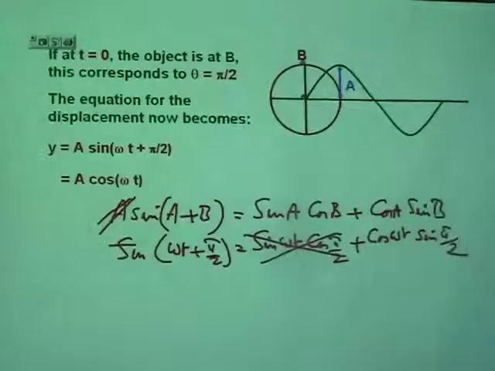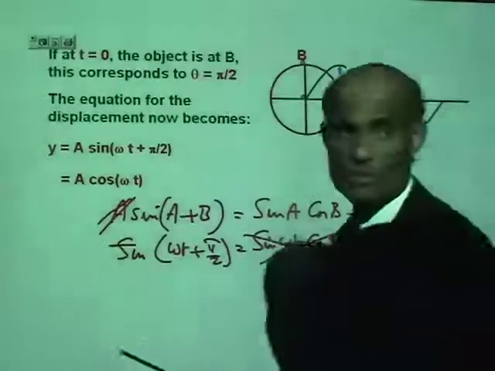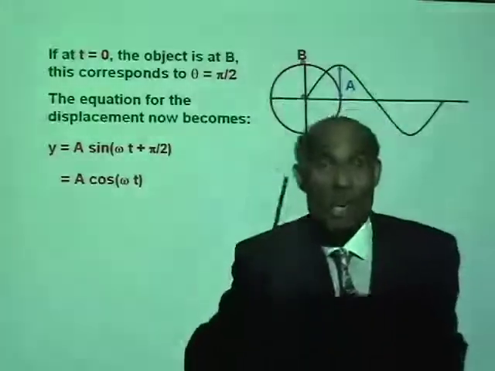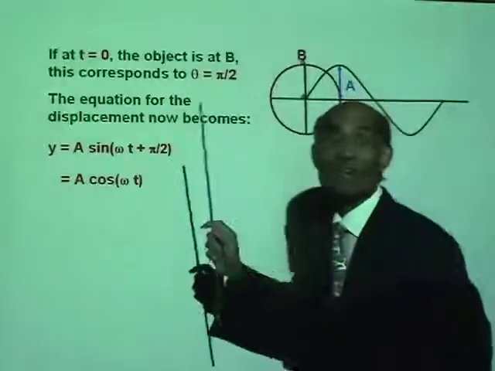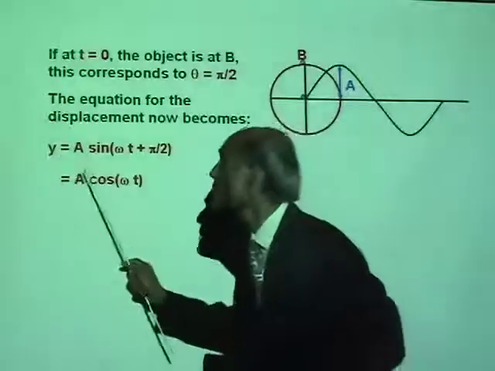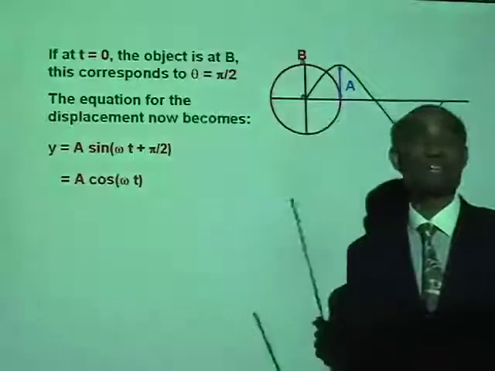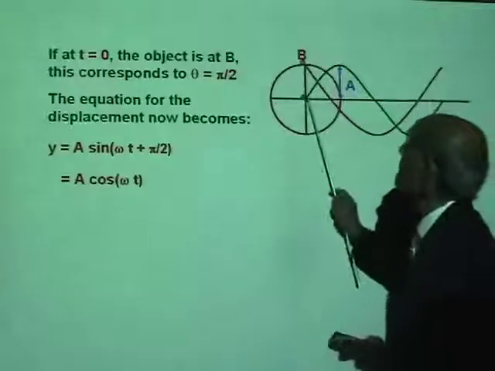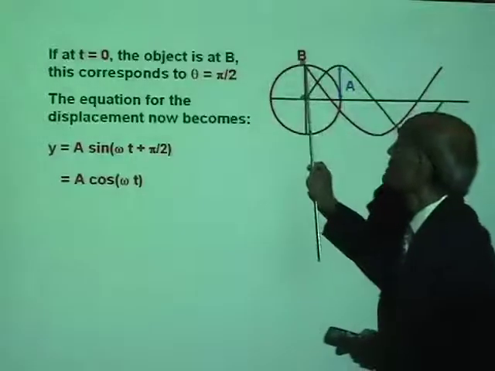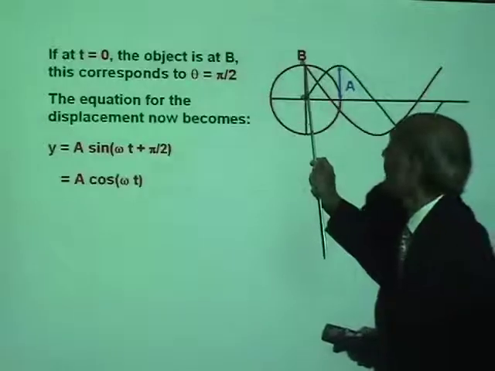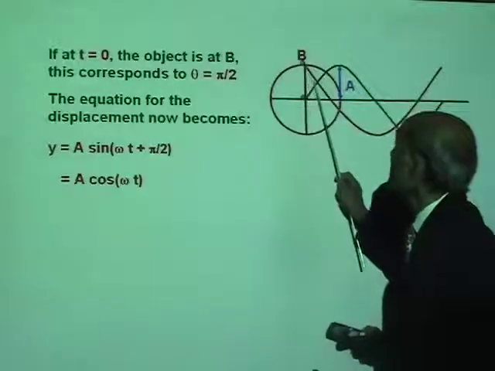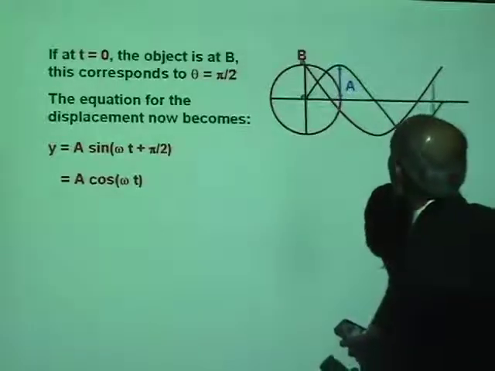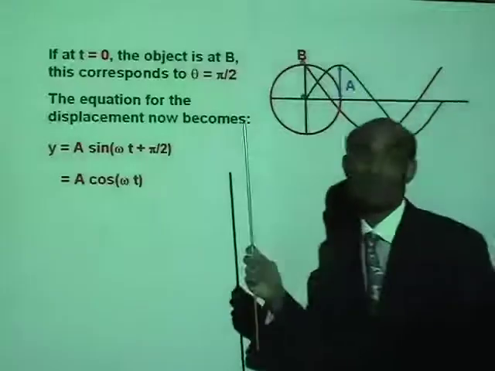Well, at least some of you knew that. Is that right? So, if when you started the clock, the object is at B, then the equation becomes y equal to a cos omega t. It is a cosine graph. Look at the graph of the cosine function. The displacement is maximum at t equal to 0. Displacement is 0, reduces to a minimum and increases to a maximum.